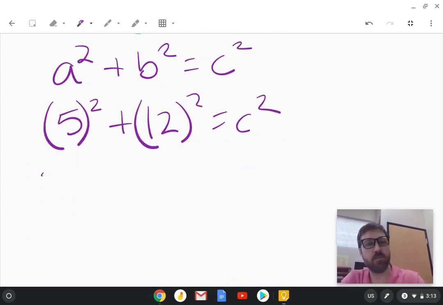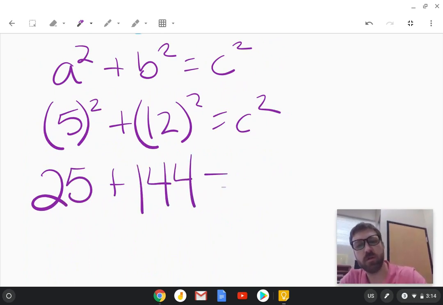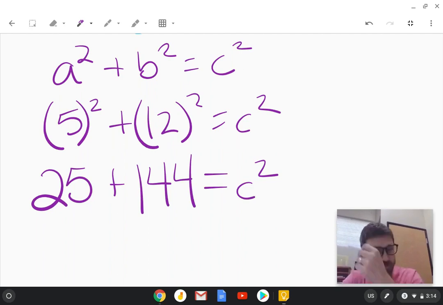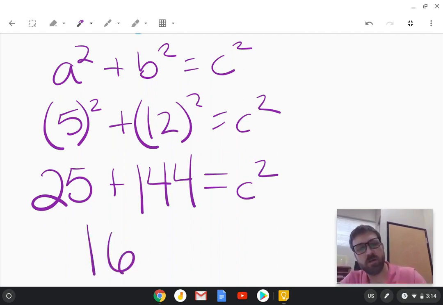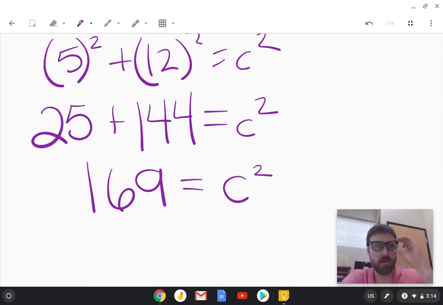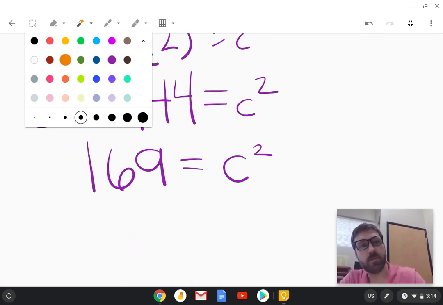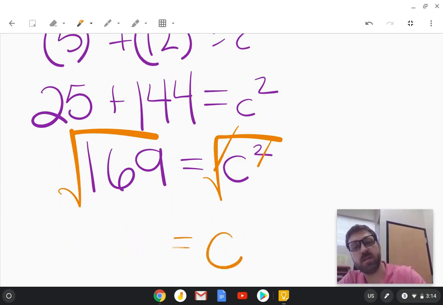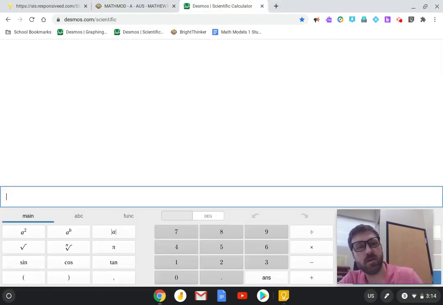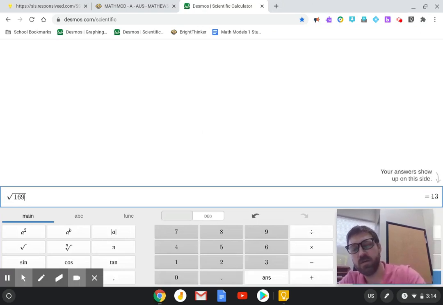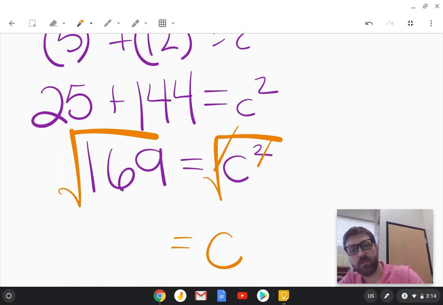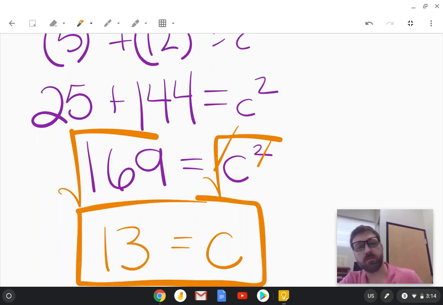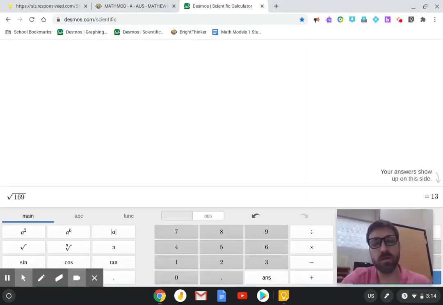Again, I'm just plugging in these values. Then we work it out. 5 squared, 5 times 5 is 25. Again, use your calculator if you need to. 12 times 12 is 144. Then we add those together. 25 plus 144 is 169 equals C squared. And then, of course, our last step every time is to take the square root of both sides of the equation. That cancels out, leaving me with C equals the square root of 169. Let's find out what the square root of 169 is, and it's 13. C equals 13.